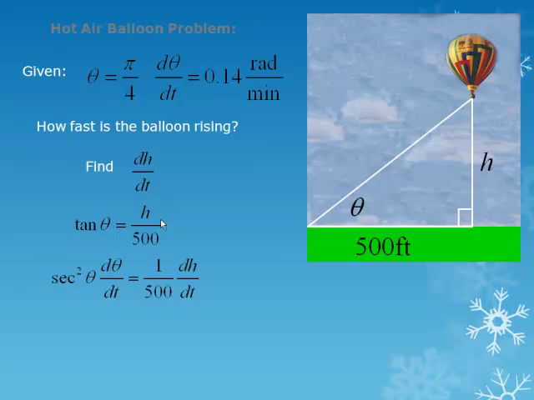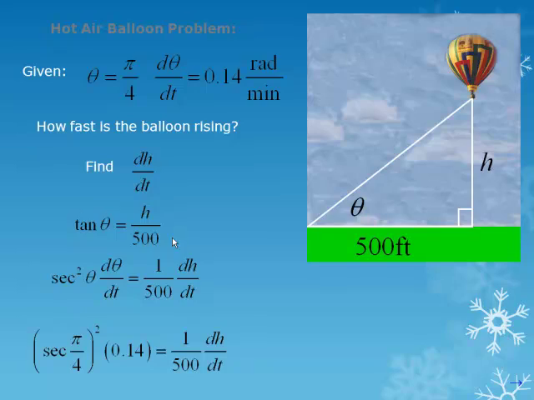So if I differentiate tangent of theta, the derivative of tangent is secant squared of theta, but you remember you've got to chain on a d theta/dt because theta is changing over time, and that would be equal to the derivative of h over 500. If you want to think about that differently, that's the same as 1/500th times h, so the derivative of that would just be 1/500th, chaining on a dh/dt.